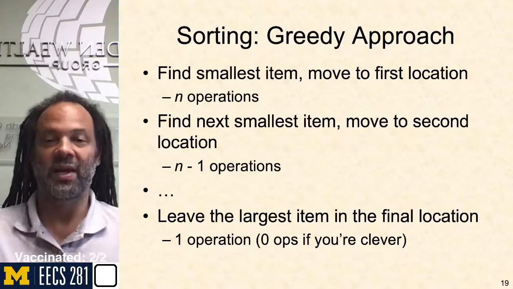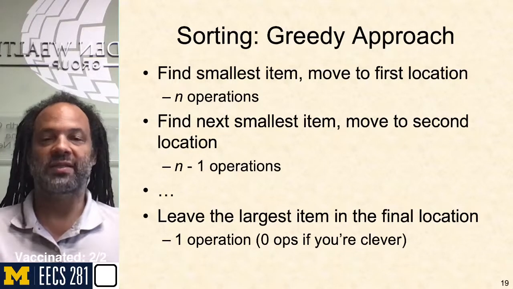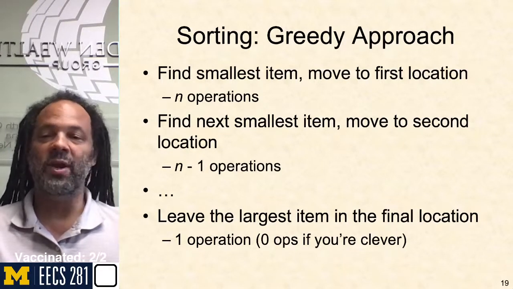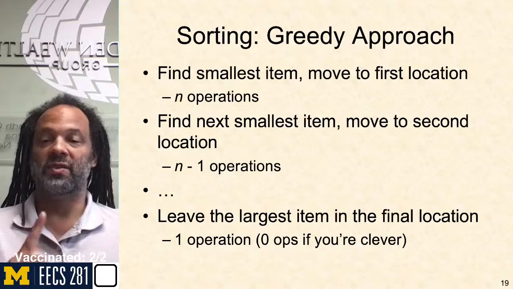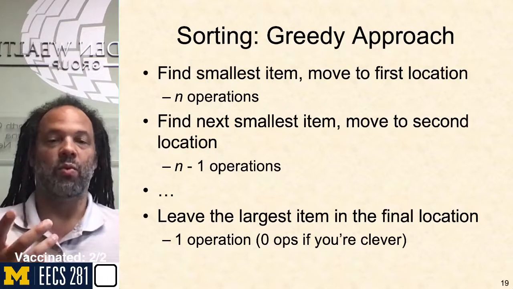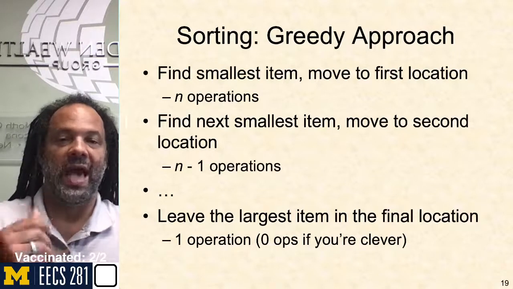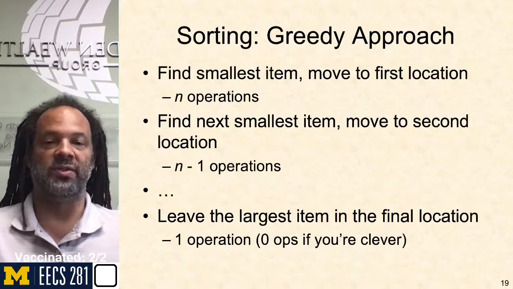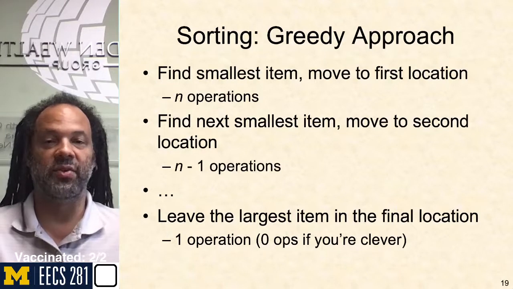That's selection sort. Selection sort is a greedy sort. And we know that selection sort works. So this is a particular instance where the greedy approach works. If you look at all of our other elementary sorts, they're actually greedy as well.